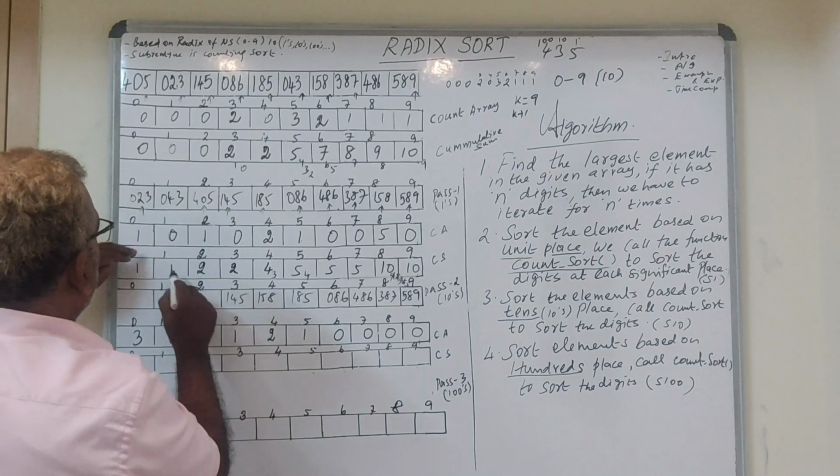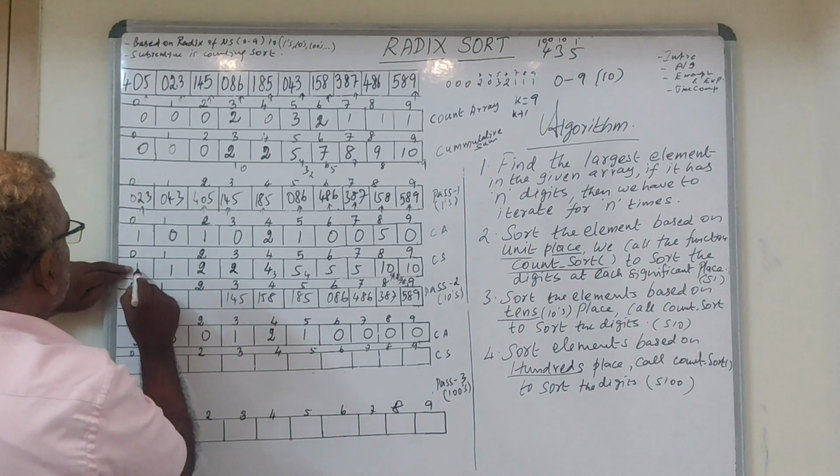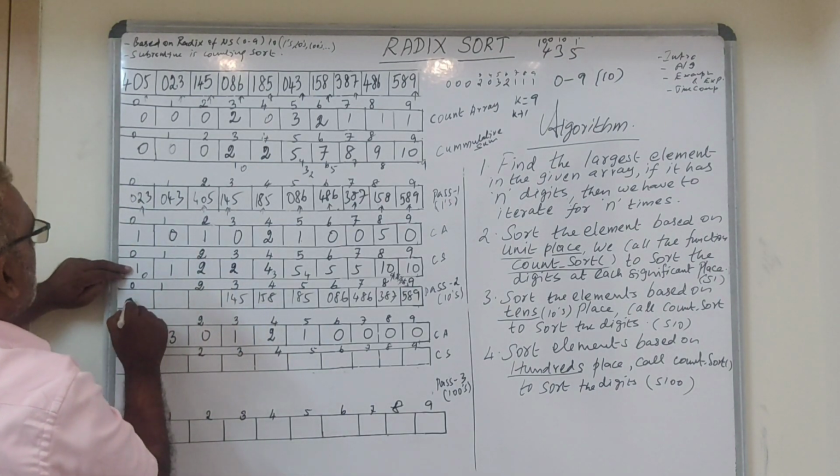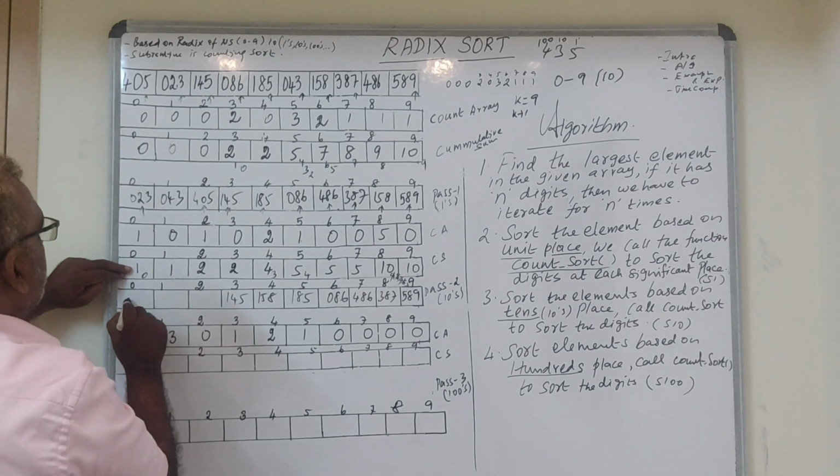So the next value is 0. Go to location 0. The value is 1 here. So reduce the value to 0. So at location 0, store the value 405.